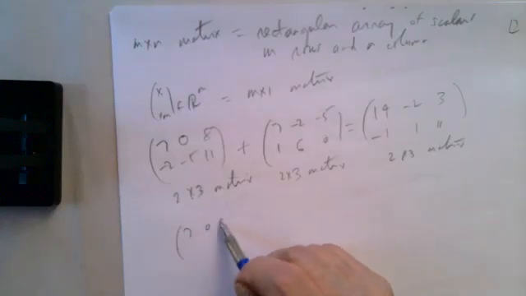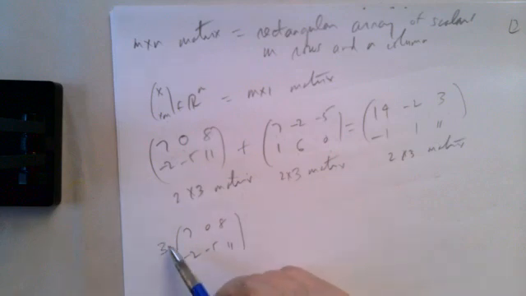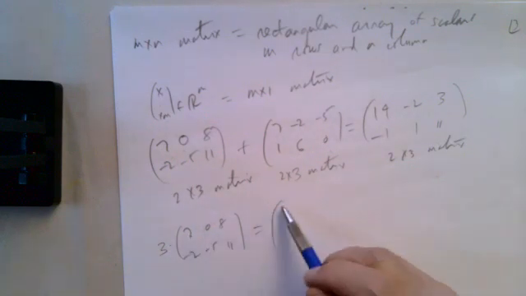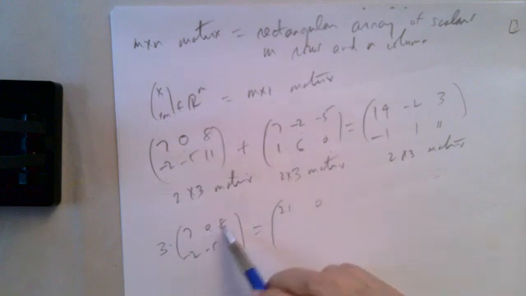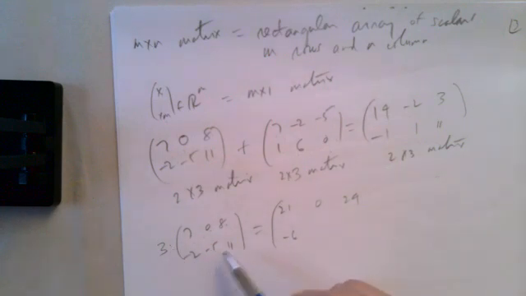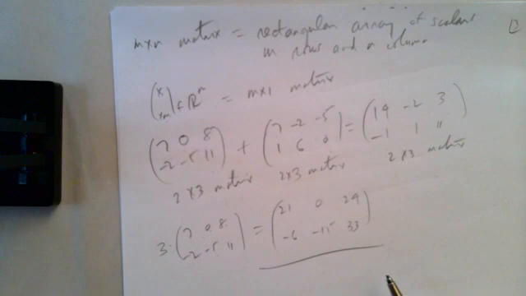And if you have a matrix, you can also do scalar multiplication. If you want to multiply this, for example, by the number 3, that just means you multiply every coordinate by 3. So 3 times 7 is 21, 3 times 0 is 0, 3 times 8 is 24. 3 times minus 2 is minus 6, 3 times minus 5 is minus 15, 3 times 11 is 33. So for matrices, just as for vectors, we have defined addition of matrices and scalar multiplication of matrices. Right?